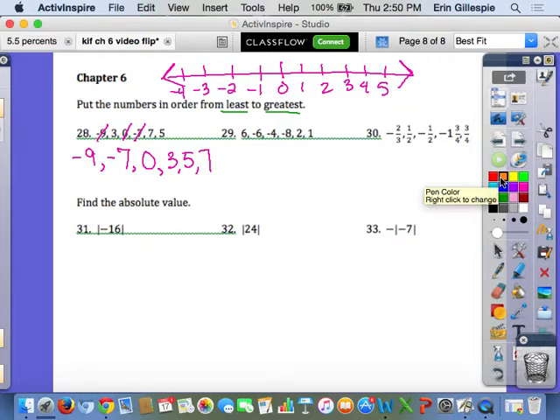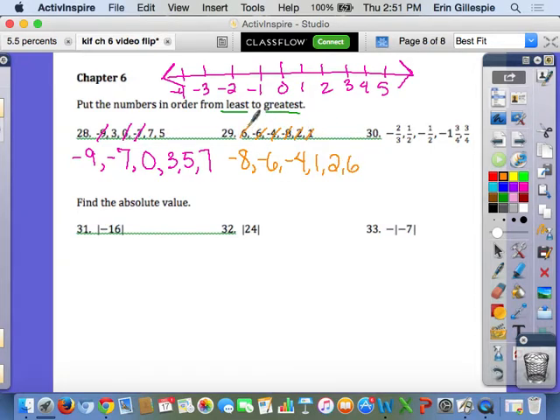29. We have 6, -4, -8, 2, and 1. So start by looking at the negative numbers and find what would be the biggest if we're looking at absolute value. So -8 would be the biggest, so that is actually our smallest. And then -6, -4, that's all my negatives. Now I'm into positives, okay? So then 1, 2, and 6.